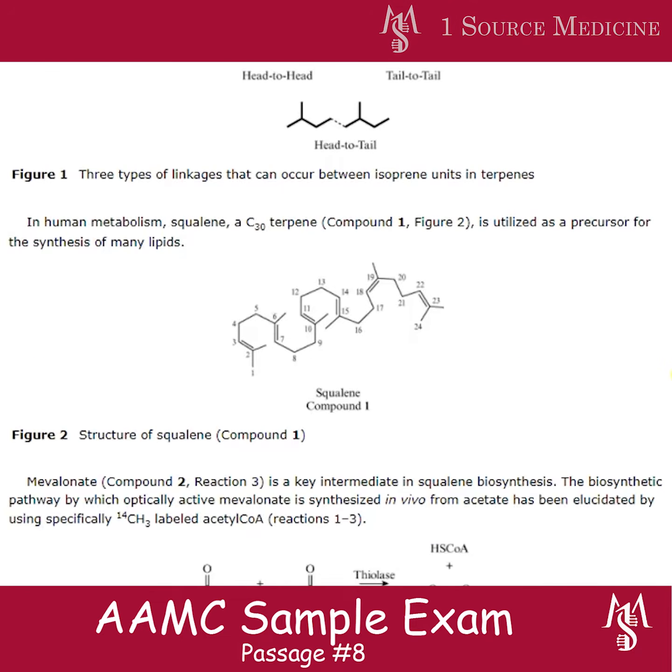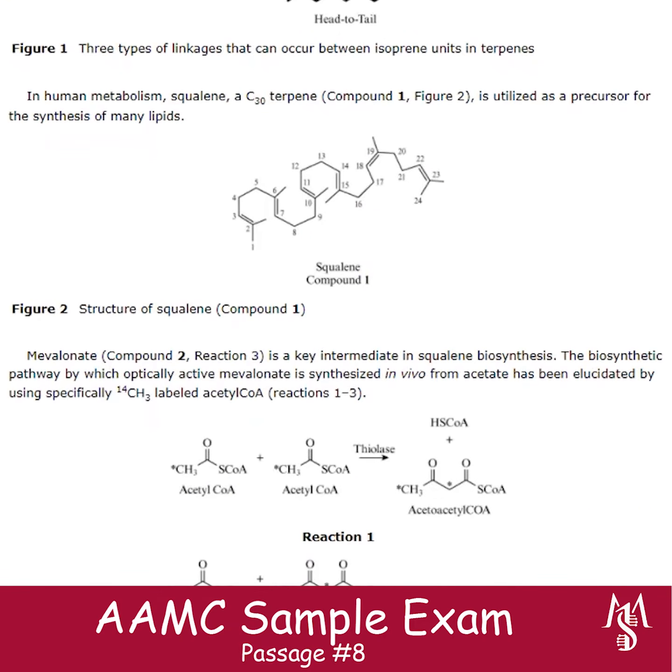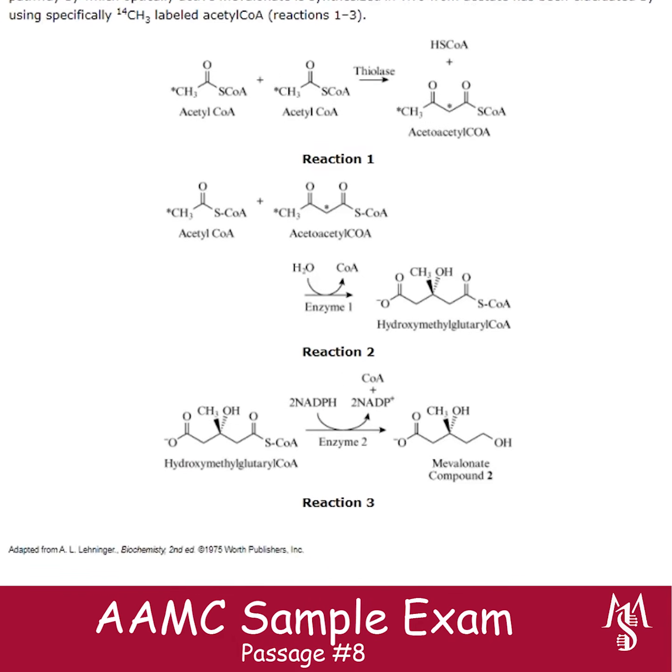In human metabolism, a squalene C30 terpene compound 1 is utilized as a precursor for synthesis of many lipids. So here is compound 1, and this is going to be a precursor for cholesterol as well as everything that is then derived from cholesterol, such as all of your steroid hormones, estrogen, testosterone, as well as your bile acids. Moving on further, this is where the vast majority of our discussion is going to focus, because this reaction is what seems to be tripping people up the most.